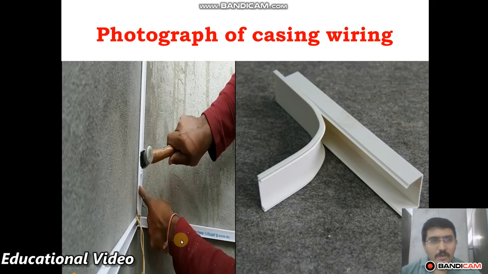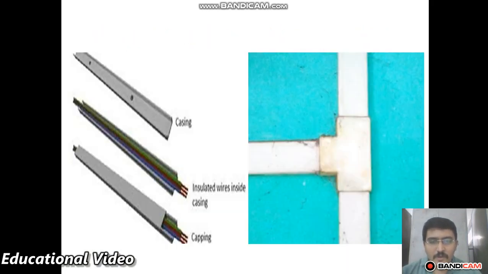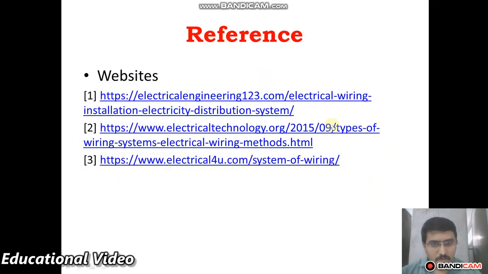This is the picture of casing capping, how it looks, through which we can place or run the wire. This is the picture of this casing capping.